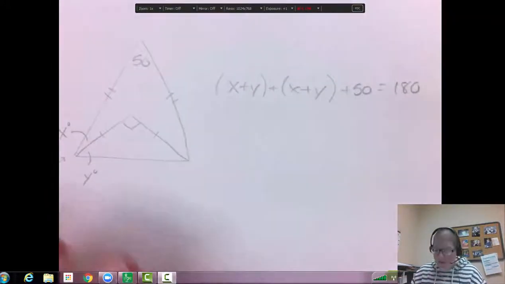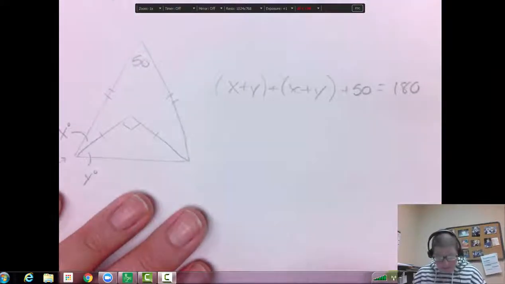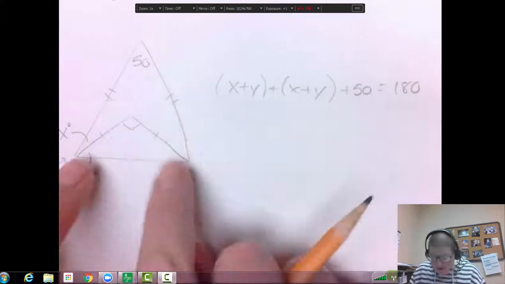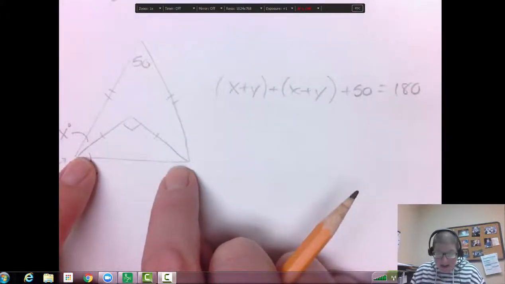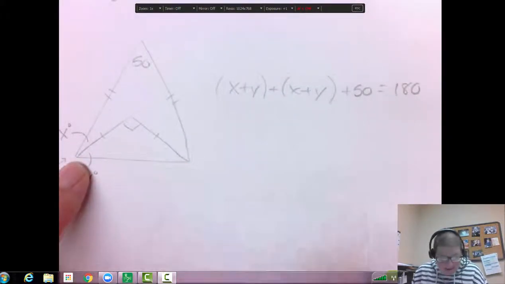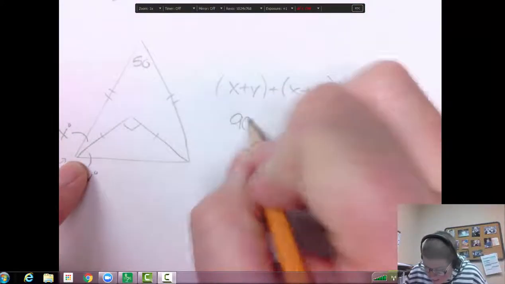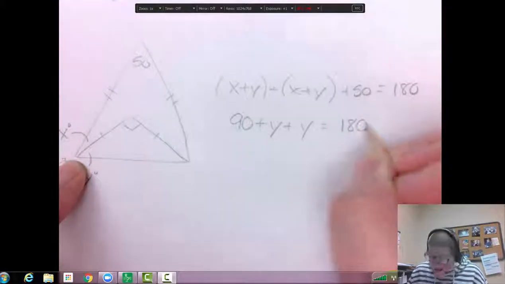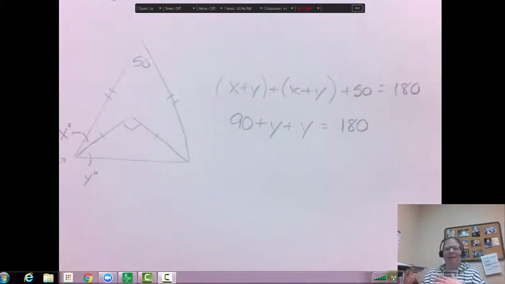All right, so we know this. What else do we know? Well, if we think about it, this one is 90, and then these two have to be equal. So we can find y here, because y and y. So we would think of it as 90 plus y plus y has to equal 180. And these are the two bits of information that I can get from the big triangle and the little triangle.